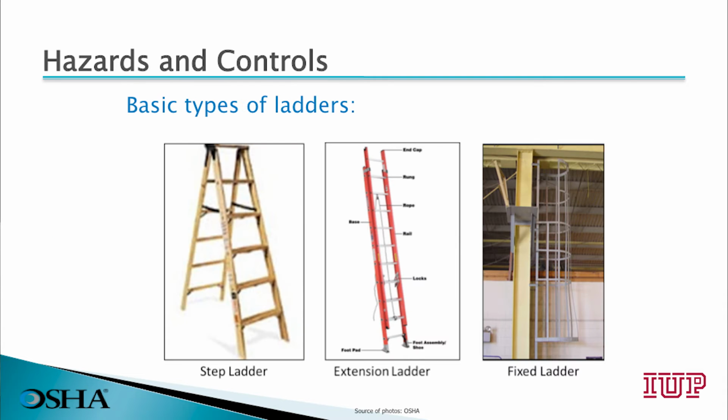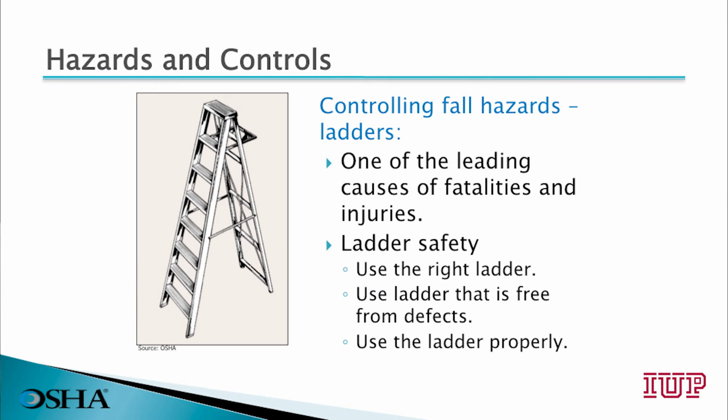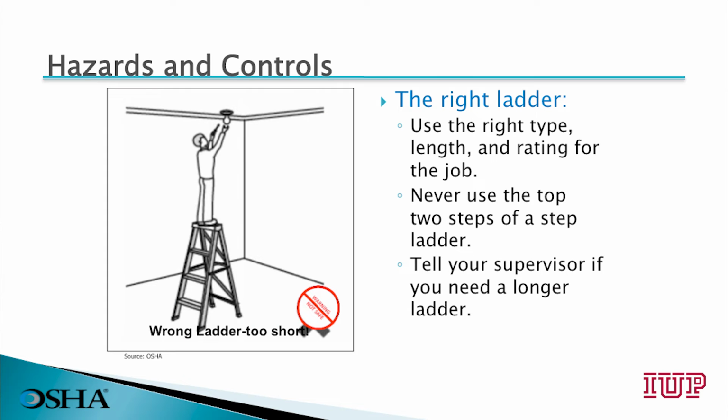The basic types of ladders include step ladders, extension ladders, and fixed ladders. Controlling fall hazards when using this type of equipment include using the proper ladder, ensuring that it's free from defects, and using the ladder properly. The right ladder includes the right type, the right length, and the proper rating for the job you intend to do. Never use the top 2 steps of a step ladder as a working surface. If the ladder you're using is not right for the job, tell your supervisor.